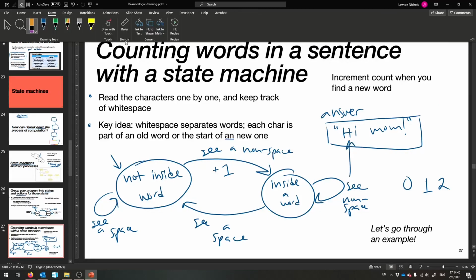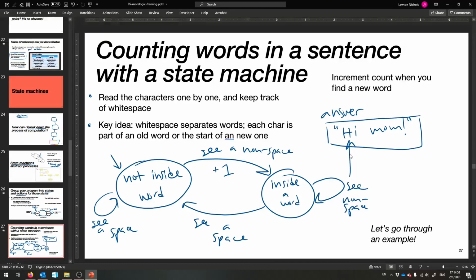Let me erase these 0, 1s, and 2s. So here's the idea. We start out in our start state, having not seen anything. And then we see the H. So we follow this transition, and now we're inside a word. And along that transition, we should add 1 to our current count, which started at 0. Okay, so now it's 1. And now I see the I. Well, that's still a non-space character, so I'm staying inside this state, the inside a word state. And then I see the space. Woohoo! Now I'm no longer inside of a word. I'm getting ready to see a new one, hopefully, if I ever see a non-space character.